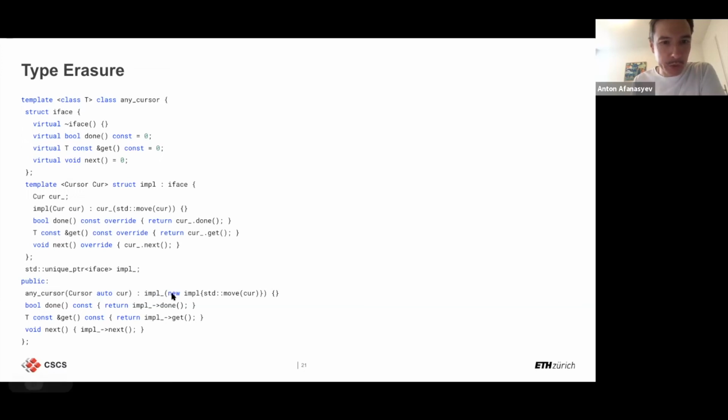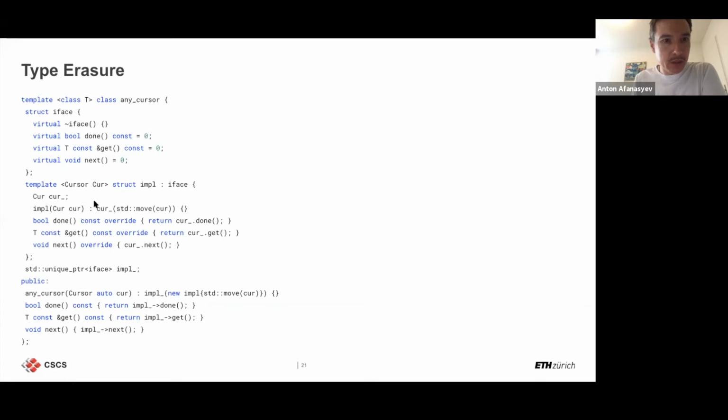And what we do, we instantiate our implementation with the new impl. Okay, let's go and see what impl is. Impl is unique pointer of some interface, and this interface repeats the structure of our cursor. So it has done, get, and the next method with the proper signatures.